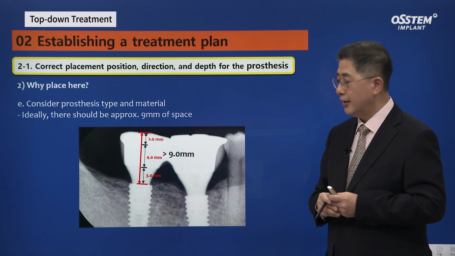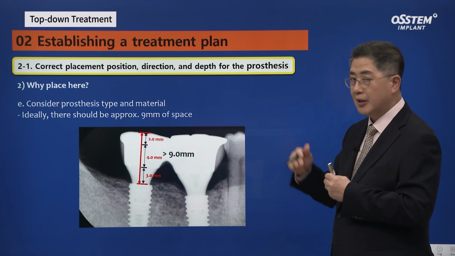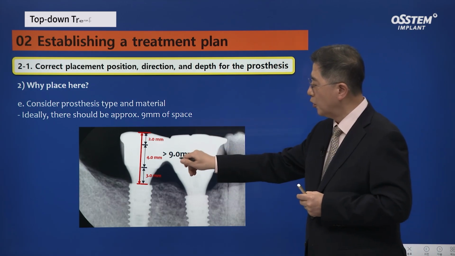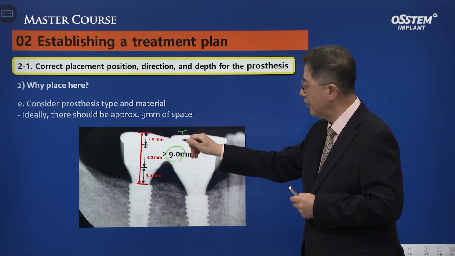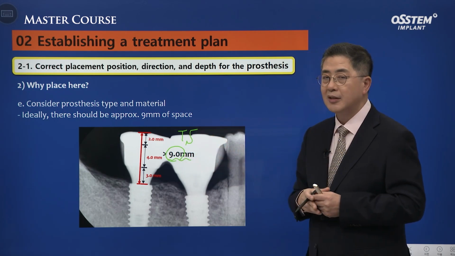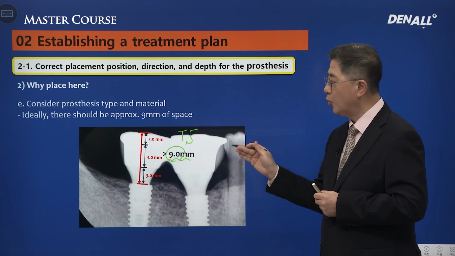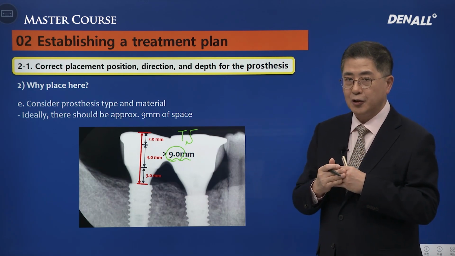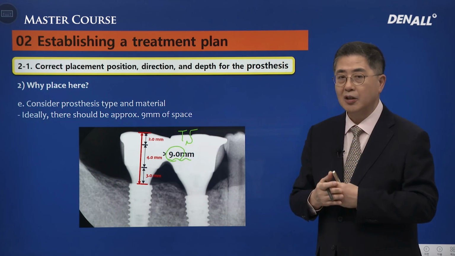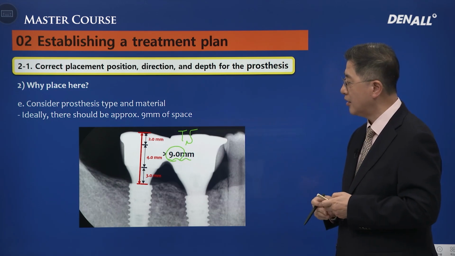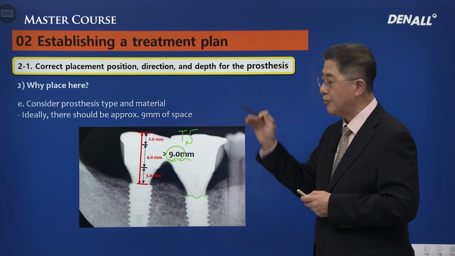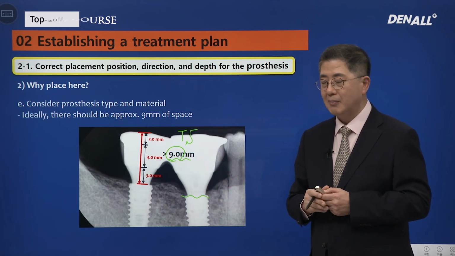Considering the types and materials of prosthesis, if a space of at least 9 mm is maintained in TS internal type implants, most issues will be resolved. When this space is reduced, difficulties arise in selecting materials and types for prosthesis. However, if we can ensure 9 mm of space from the implant placement phase to the opposing teeth, there is little to worry about regarding these issues.